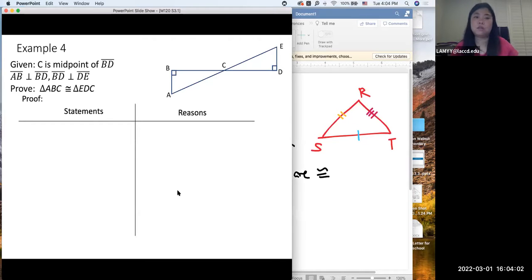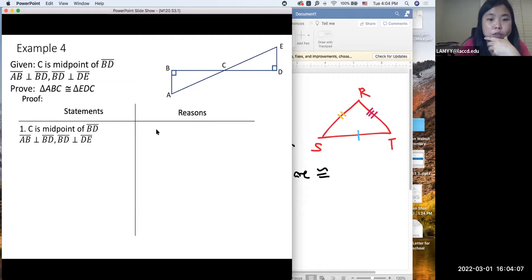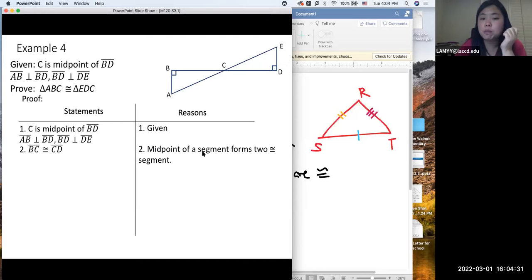Okay. So for the first one, I'm going to put the given information. C is the midpoint of segment BD. So if C is the midpoint, then BC is equal to CD. This is going to be the first side: BC congruent to CD. The reason is the midpoint of a segment forms two congruent segments. So I have the first line here.